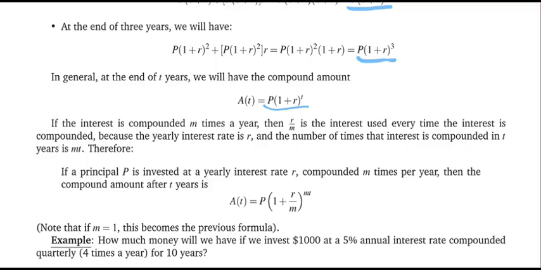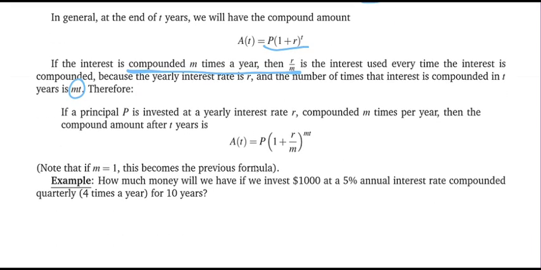So you're going to take the R and divide it by the number of times of compounding a year, like this. That's the interest rate used every time it's compounded, because of the yearly interest rate R and the number of times the interest is compounded. The number of compounding periods is going to be M times T. So for instance, if I am compounding M times a year for 1 year, I'm going to be compounding M times. But if I'm compounding M times a year for T years, I'm going to get M times T, this little guy. So if I'm compounding 4 times a year for 3 years, I will get 4 times 3 makes 12 compounding periods. This is where this little compound interest equation actually comes from.